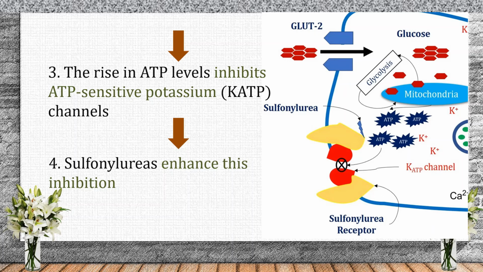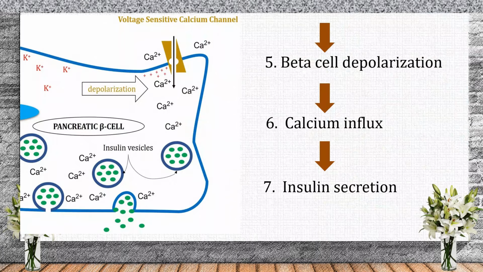Sulfonylureas enhance this inhibition by binding to sulfonylurea receptors, which are part of the K-ATP channel complex. With potassium unable to leave the cell, the membrane potential shifts, causing the beta cell to depolarize. This depolarization triggers the opening of voltage-sensitive calcium channels, allowing calcium ions to flood into the cell. The influx of calcium signals the insulin-containing vesicles to fuse with the cell membrane. Insulin is then released into the bloodstream to regulate blood sugar levels.